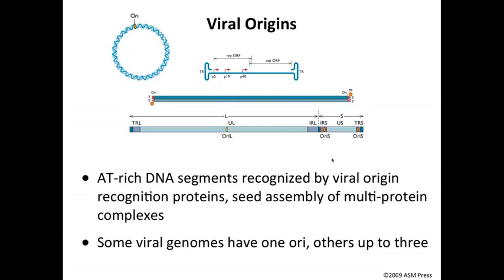In general, these origins are AT-rich DNA segments, and they're recognized by origin recognition proteins, and in general their function is to seed the assembly of multi-protein complexes. We saw, for example, with SV40, how the origin is bound by large T, 2 hexamers of large T, which sets the stage for the rest of the DNA synthesis apparatus to come in. As you can see from this picture, some viral genomes have 1 ORI, others have multiple, like the herpes virus genome has 3, and of course our chromosomes have hundreds and hundreds of origins of replication.